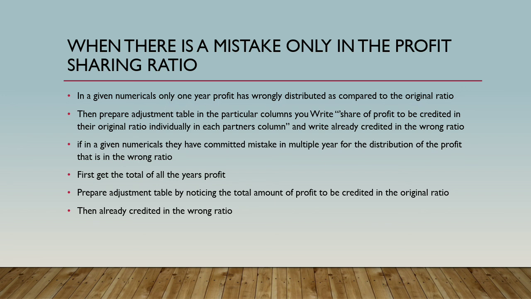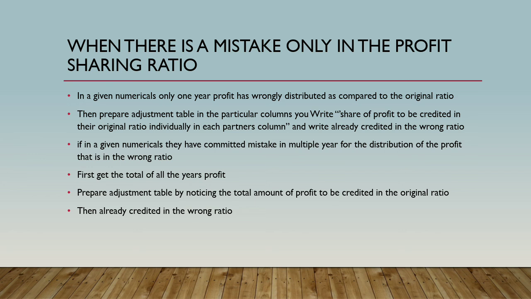If in a question the profit sharing ratio is changing every year, first year their agreed ratio is 2:1, second year their agreed ratio is 3:1, and third year their agreed ratio is 5:3. Different ratio, different year, original ratio. In that situation, they have also distributed the profit wrongly. They have not taken these agreed ratios; they have taken another ratio. In that situation, you have to write each year individually. That means amount of profit to be credited in the year 2014 in 2:1, that much profit. Amount of profit to be credited in the year 2015, 5:3:2, that much profit. Amount of profit to be credited in the year 2016, 1:1:3, that much profit.